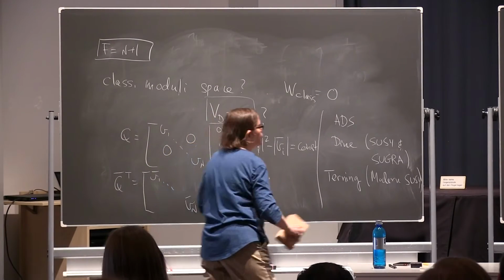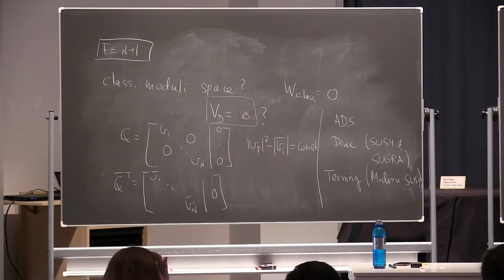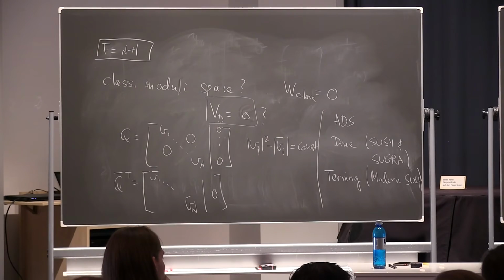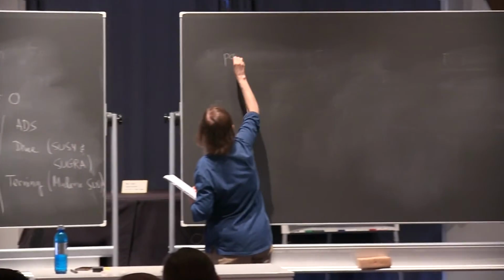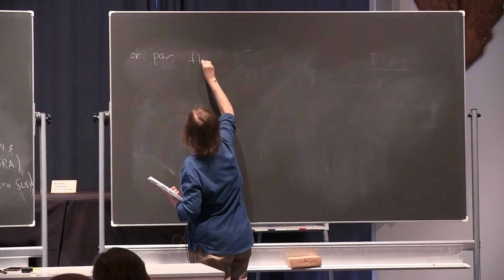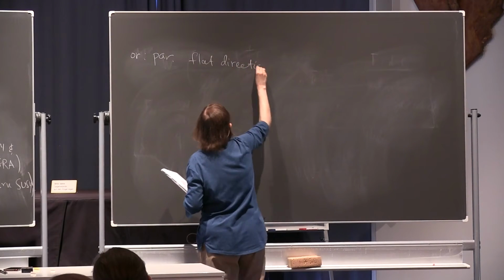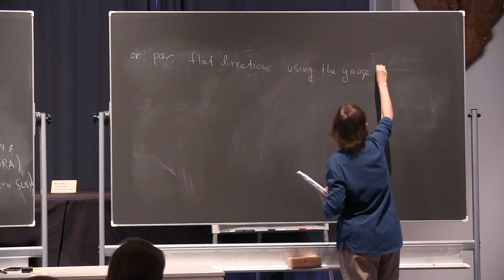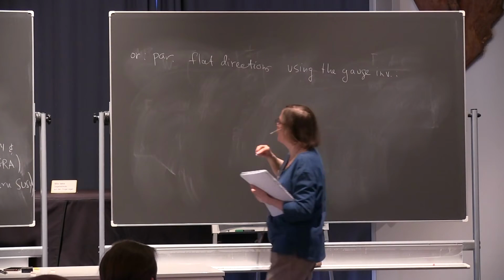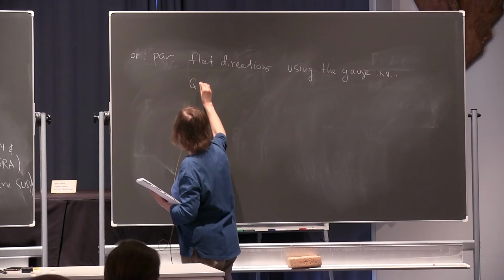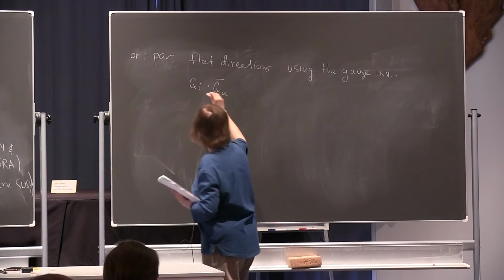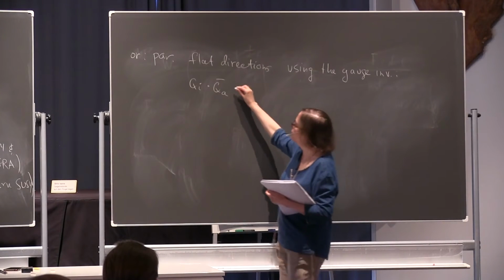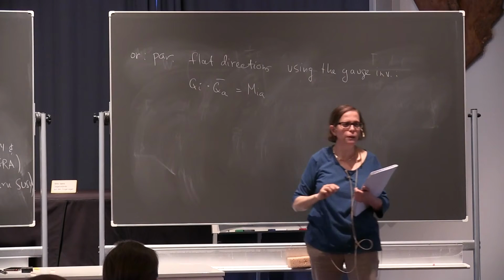Now we can go through this exercise, but we already said that we can always parameterize the D-flat directions using the gauge invariants. So instead of thinking about the Q's, I can just parameterize the flat directions using the gauge invariants. So what are the gauge invariants in this case? So the first gauge invariant that we can make is just like the thing that we had before, Q_i dot Q bar_A. And that's the meson, just like the meson that we had before.